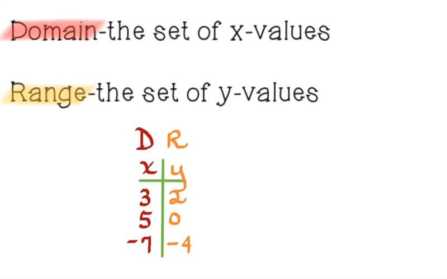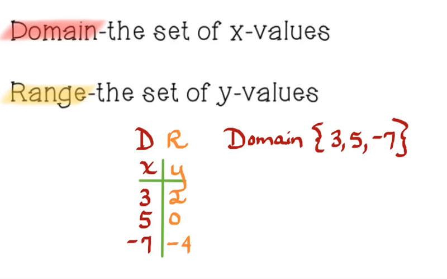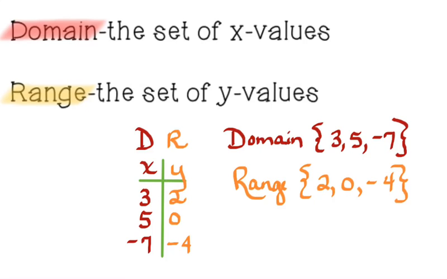Now there's a little mnemonic device that will help you remember this, and you can see it. It's DR. So hopefully you will see that D maps itself to x and R maps itself to y. The domain in this particular example is the numbers 3, 5, and -7, and the range is 2, 0, -4. Now if a value repeats itself, you just have to write it down one time.